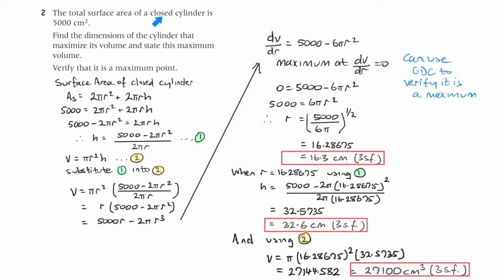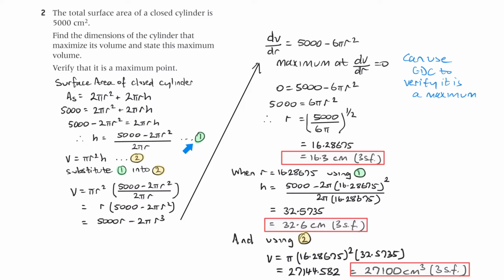Question 2, the total surface area of a closed cylinder is 5,000 centimetres squared. Find the dimensions of the cylinder that maximise its volume and state this maximum volume. Verify that it is a maximum point. The surface area of a closed cylinder is 2 pi r squared plus 2 pi r h. Okay, that's defined there. It's got the top and the bottom, so that's 2 circles, and that's 2 pi r squared, and it's got the curved surface, which is 2 pi r times the height. And we know that's 5,000, so we derive all this, and we get h equals that.